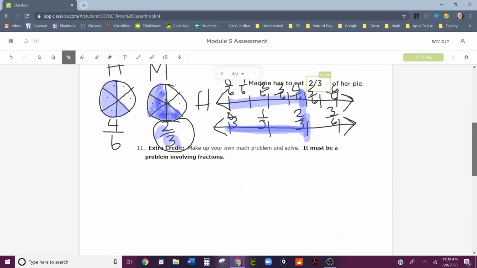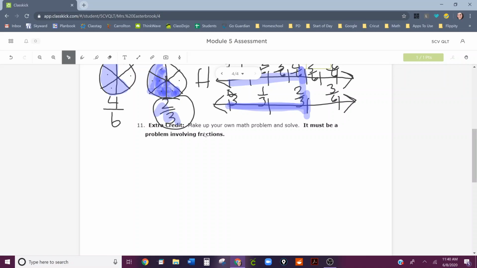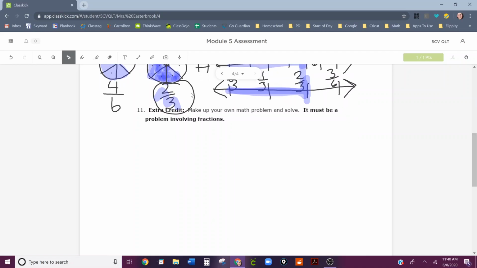That brings us to the last problem, number 11. Extra credit. Make up your own math problem and solve. It must be a problem involving fractions. So what you can do is you can hit the text box and you can just type out your problem. And then you can use the pen to draw the picture. Or if you want, you can use the pen to write the problem. It's just a little bit harder if you don't have a touch screen. And then make sure you just make up the problem and solve it.